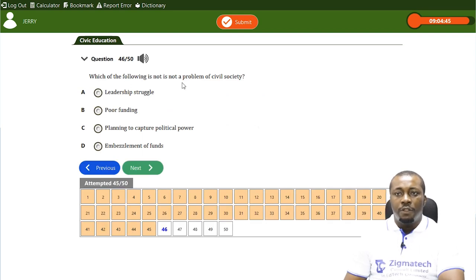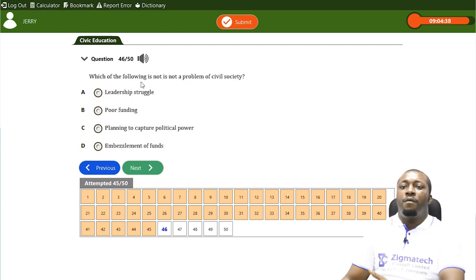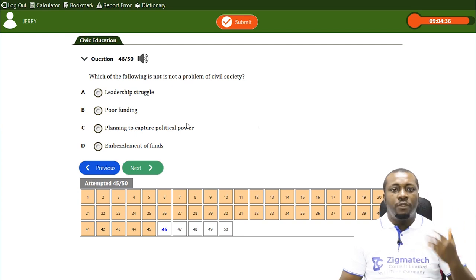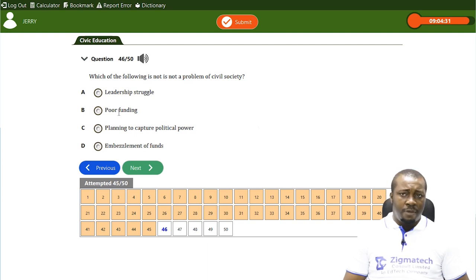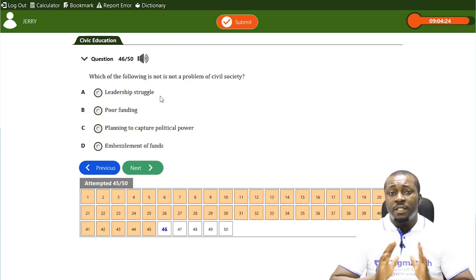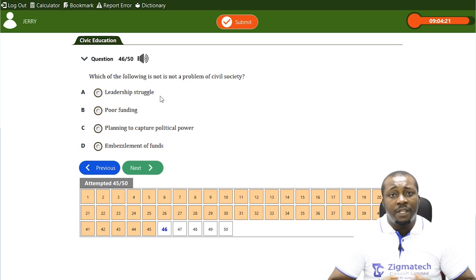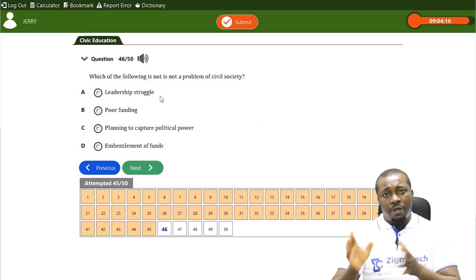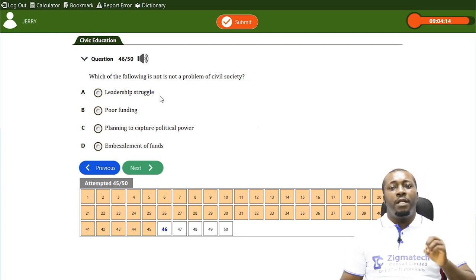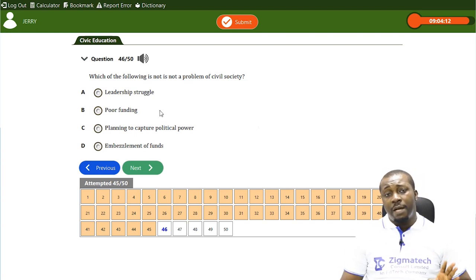Now, which of the following is not a problem of civil society? Now, we are testing your knowledge of the problems of civil society. Now, civil society have different problems. Now, of course, which one is not? Leadership struggle is a problem. So civil society is factionalized because of leadership struggle. This person wants to be the leader, the other person wants to be the leader. So leadership struggle can even collapse civil society.